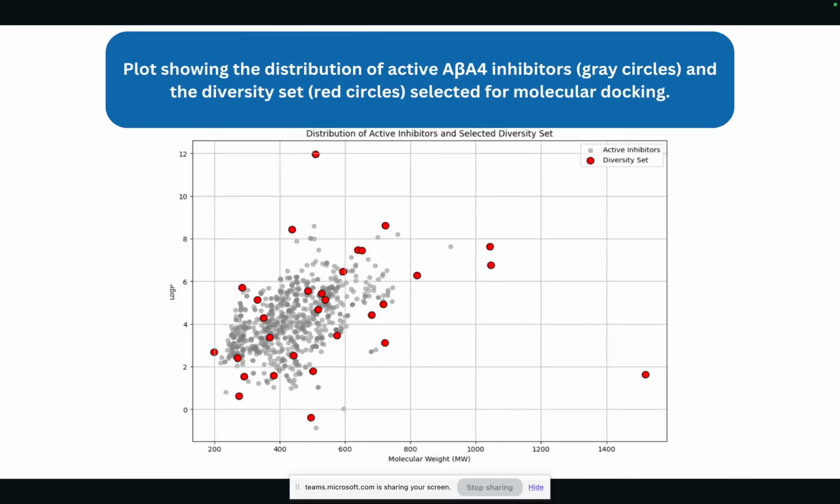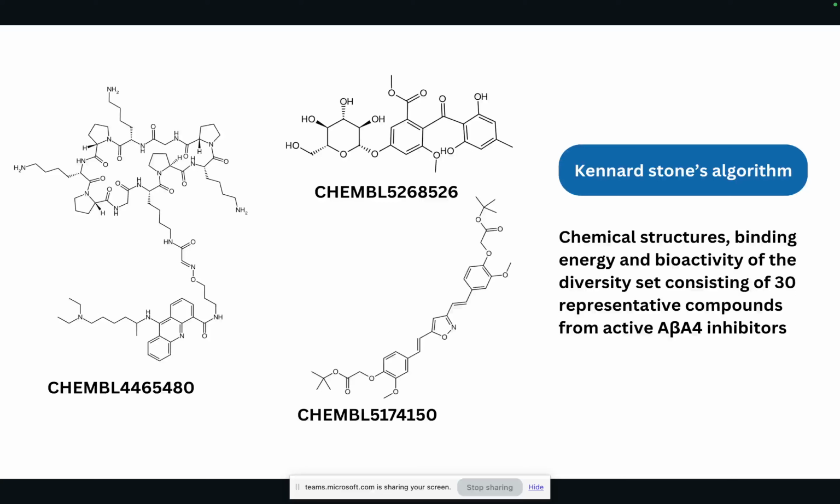As I told at the starting, we have considered a Kennard-Stone algorithm to take 30 diverse compounds: active, intermediate, and inactive. The red are the diversity set and these are the active inhibitors. So this algorithm has picked out certain inhibitors out of 30, and then we did some docking analysis. These are the top 3 compounds that are exhibiting the best result.